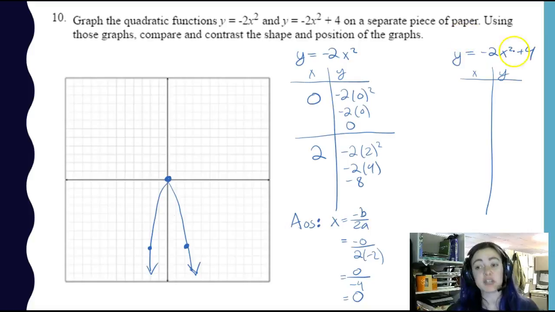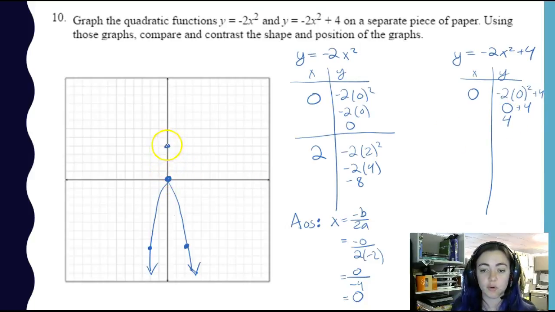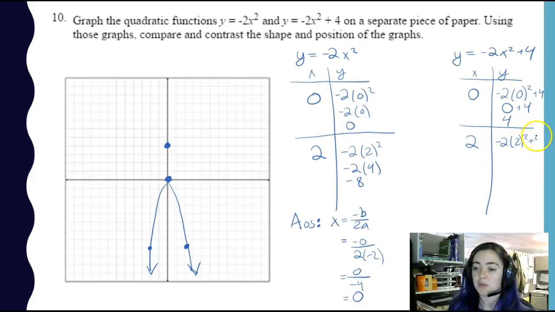Alright, let's see what the difference is with y is equal to negative 2x squared plus 4. Let's do 0 again. So we have negative 2 times 0 squared plus 4. We already know that negative 2 times 0 squared is 0, so we have 0 plus 4, or 4. So 0, 1, 2, 3, 4. When we substitute in 2, what happens? We have negative 2 times 2 squared plus 4. Again, we know the first piece is equal to negative 8, so negative 8 plus 4, which is negative 4. So 2, and we have 1, 2, 3, 4.